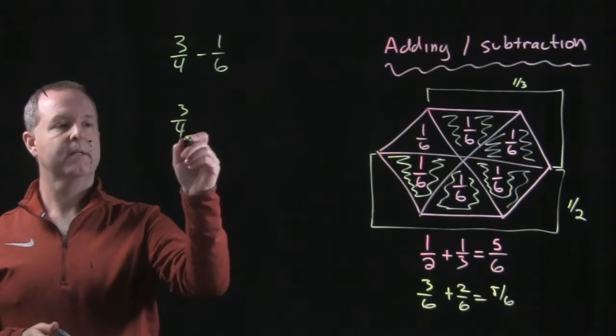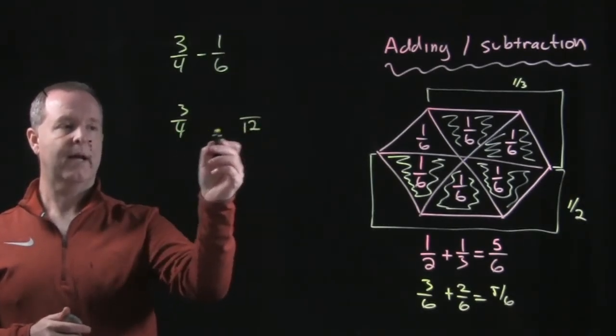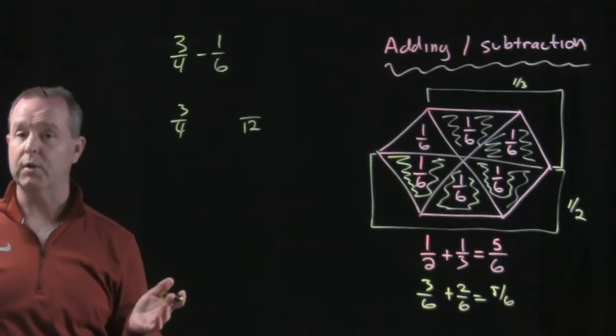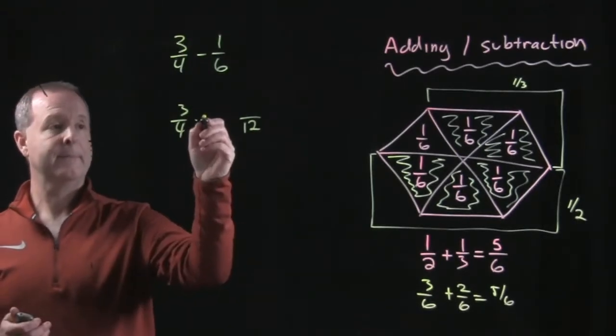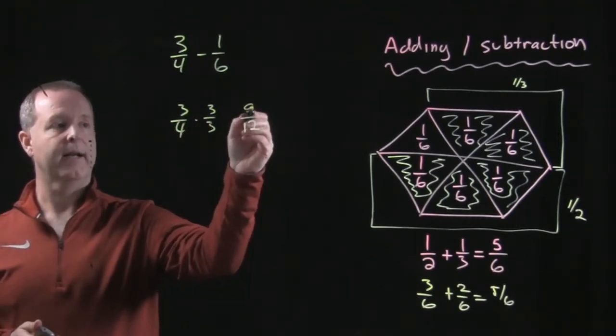So let's convert both of those expressions into equivalent fractions over 12. So 3/4 is equivalent to what? So 4 times what makes it 12? 3, so I'm going to use that as my clever version of 1. 4 times 3 is 12. 3 times 3 is a 9.